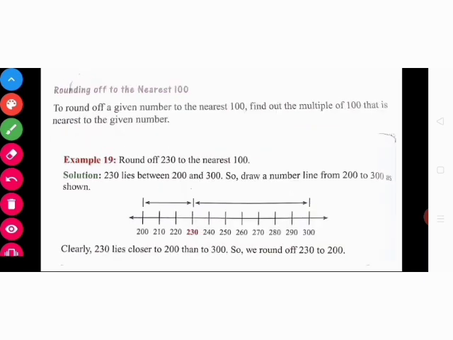Next, rounding off to the nearest 100. To round off a given number to the nearest 100, find the multiple of 100 that is nearest to the given number. Look at the example: round off 230 to the nearest 100. This 230 lies between 200 and 300, so it is closer to 200. So we round off 230 to 200.